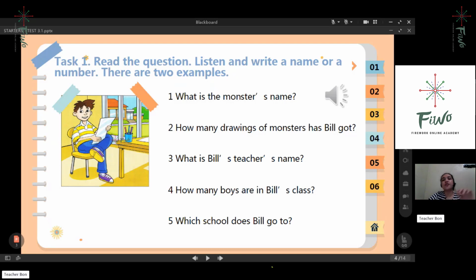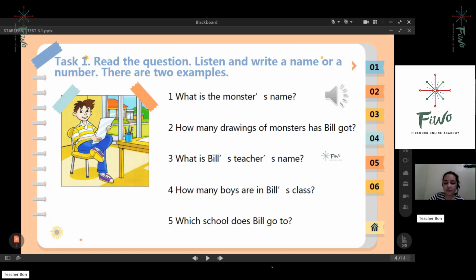Okay, read your answers as complete sentences. What is the monster's name? Her name is Ugly. Okay, how many drawings of monsters has Bill got? Bill has got 15 drawings of monsters.